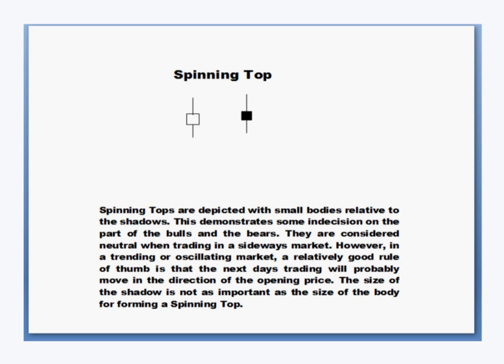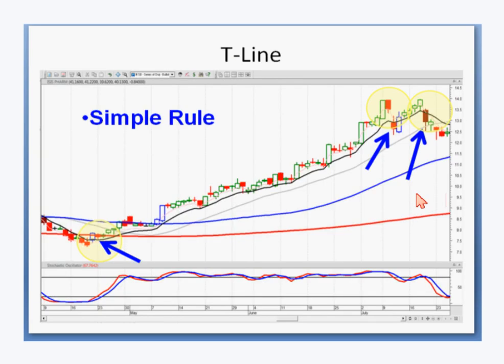Again, let me go back to the T-line. Remember I was saying how the 200, the 50, and the 20 are on every major money managers' charts, and they use those to make their decisions about their portfolio. So those act like magnets. Everybody has them. The proficiency of the T-line is a different concept.